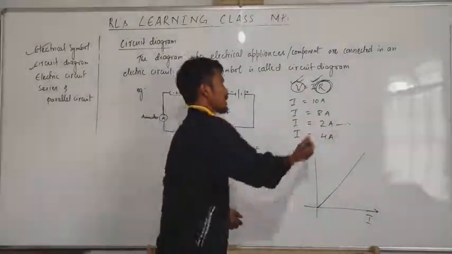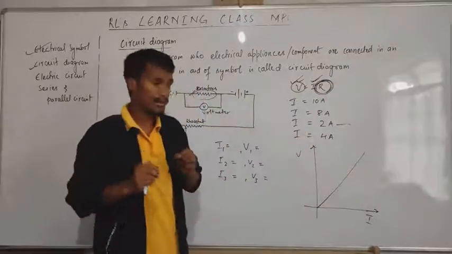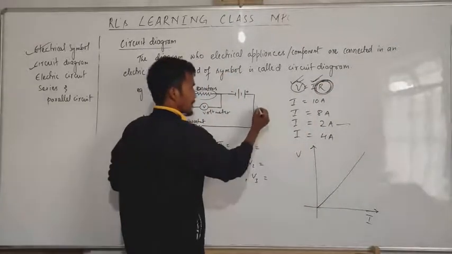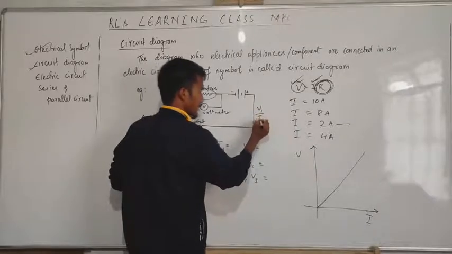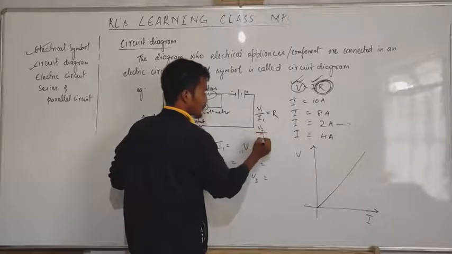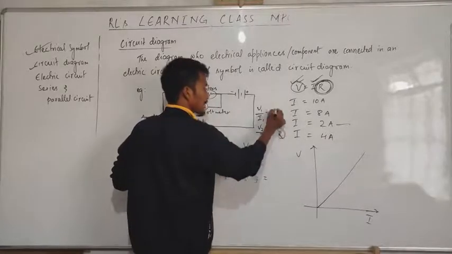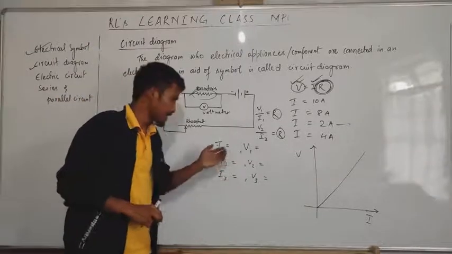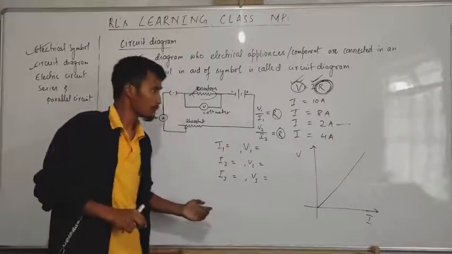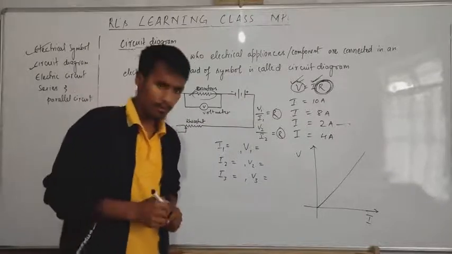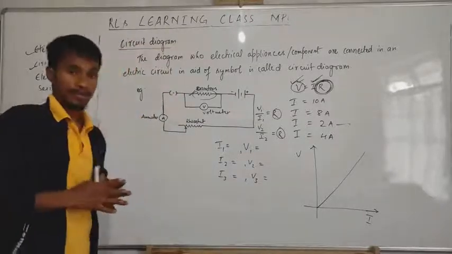Why? Because this resistance should be the same. Here we have I1 and V1. If you divide V1 by I1, we have to get R. If we divide V2 by I2, we also have to get R. This means this value has to be the same. Whatever values we take, if we increase the value of current, this value of R should remain the same. Okay, that will be the verification of Ohm's law.